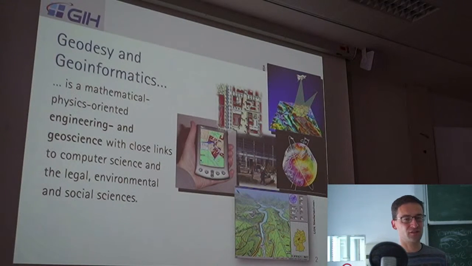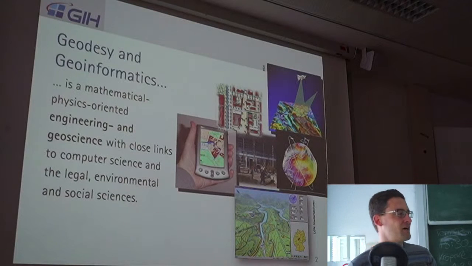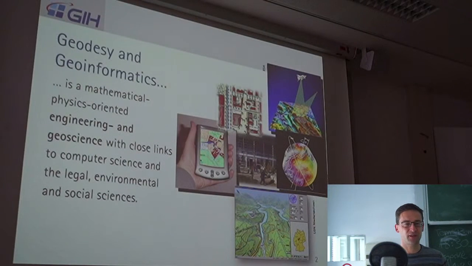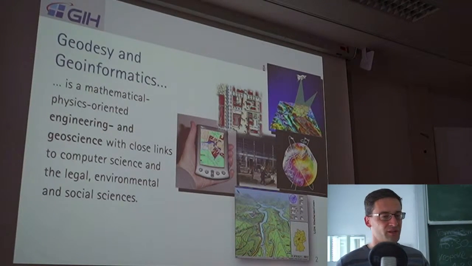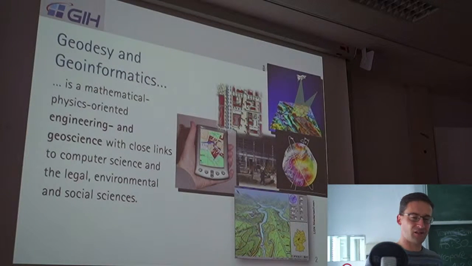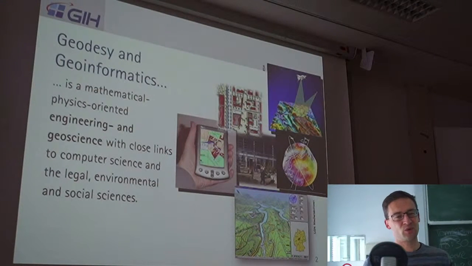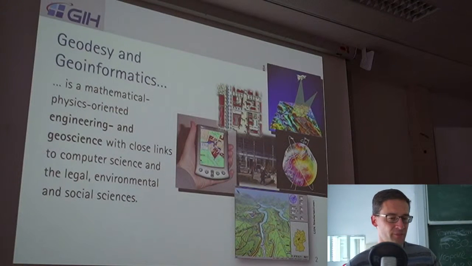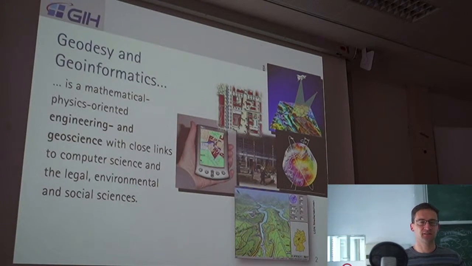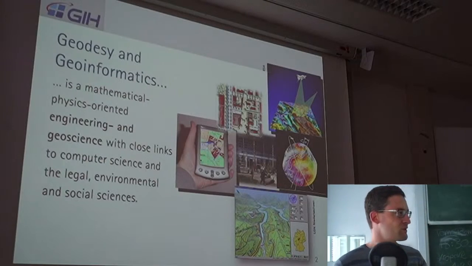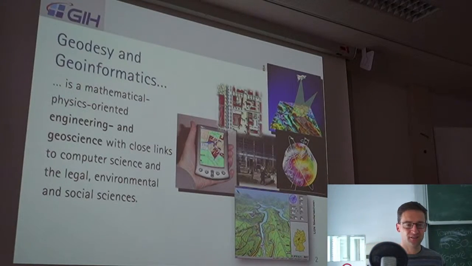Okay, what we are doing is in geodesy and geoinformatics, we are in the field of mathematics and physical orientated, what also Mr. Müller explained. In the engineering, we can say we are engineers, and we are geoscientists too. And we have strong parts, and we link to computer science, of course, to legal and environmental and social scientists. That's what Mr. Voss also will give you more in detail.